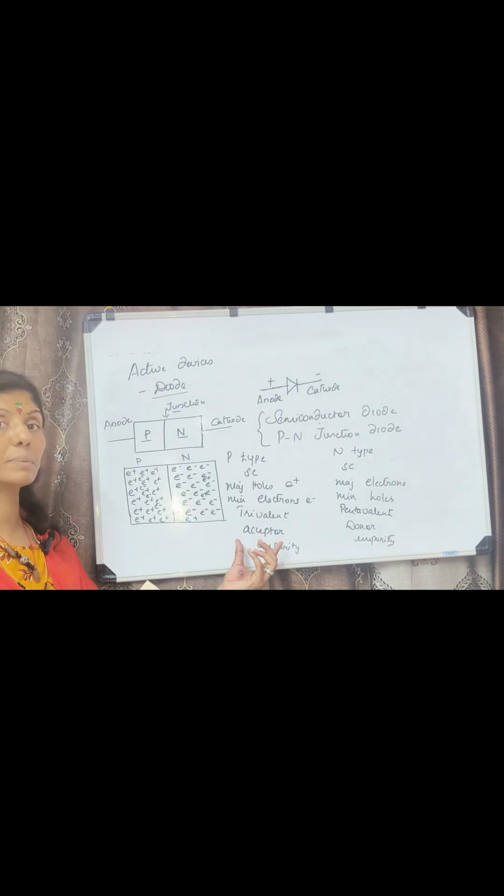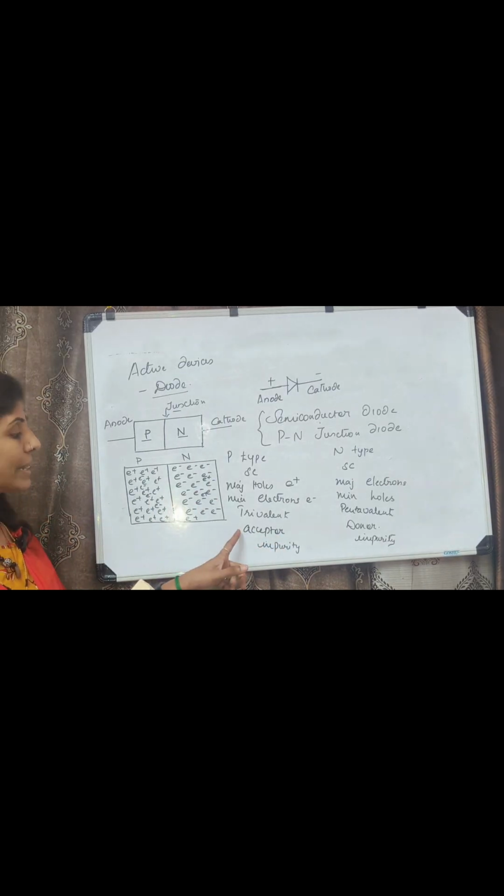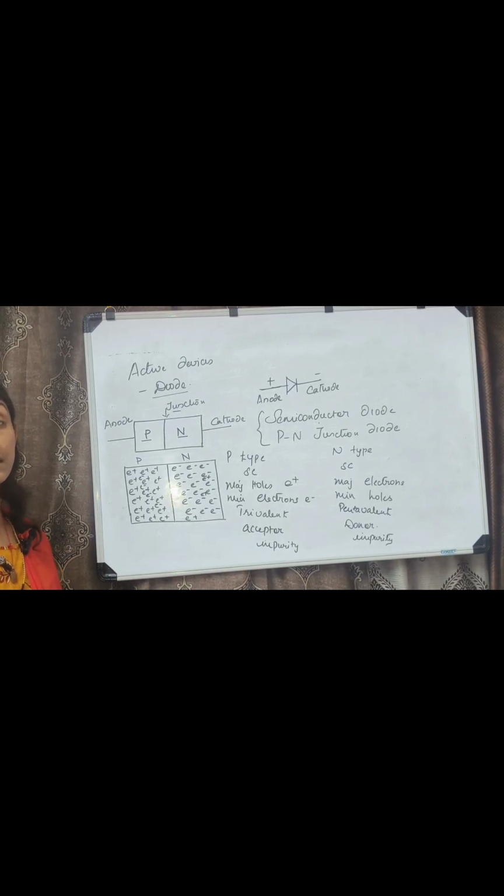Acceptor impurity will be available. So what is that acceptor impurity? Holes are the charge carriers, but the acceptor impurities are ions. The acceptor impurities are the ions. So here acceptor impurity is available.